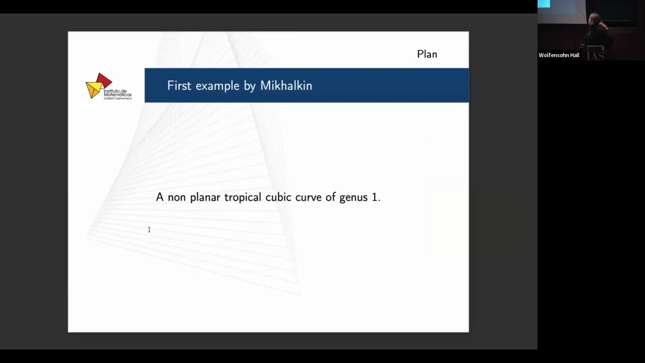Okay, then the very first example of a tropical curve that wasn't the limit of amoebas of algebraic varieties was this example by Mikhalkin. Again we're with cubics: it was a tropical cubic of genus 1 that wasn't planar, in the sense that it didn't belong to a tropical plane. And this example was constructed around 2008.